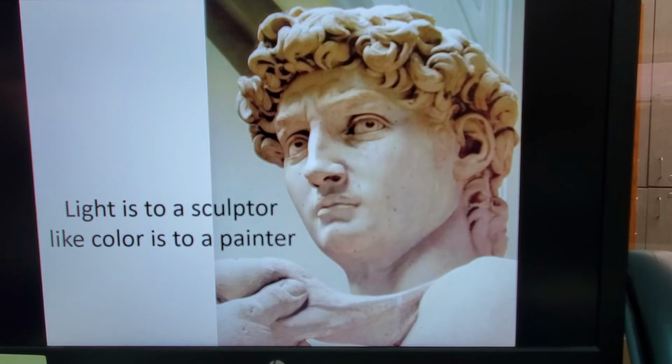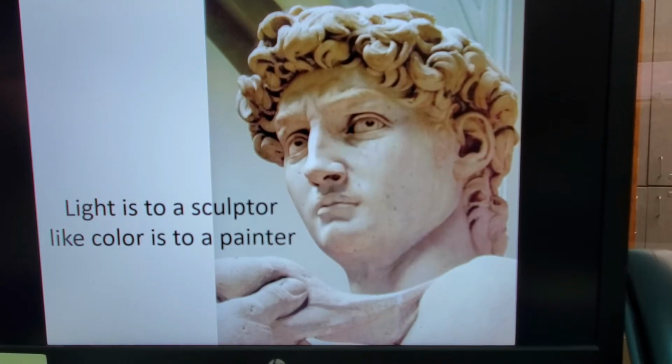Now, the most famous sculptor in the whole world probably is Michelangelo. He was a sculptor in Italy 500 years ago, and he made this statement. He said, "Light is to a sculptor like color is to a painter." Think about that. A painter uses different colors to depict things, but a sculptor uses light.